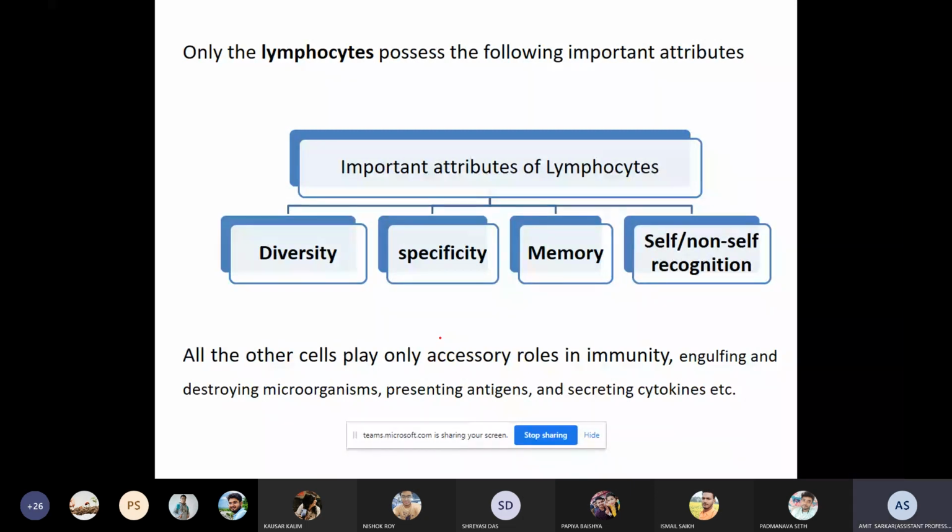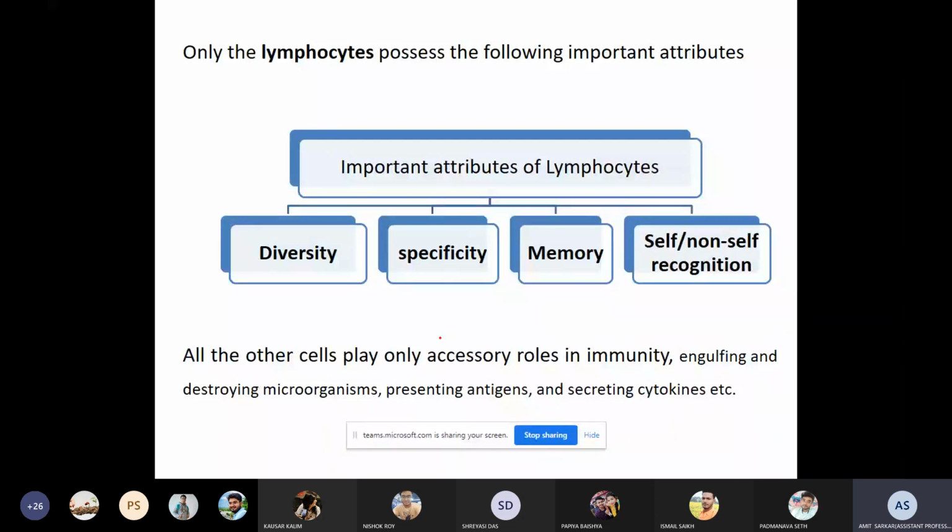Number four, very important thing, self, non-self recognition. If you remember, at the very first we have seen that immune response has two main attributes. One is recognition, another is response. So recognition means the lymphocyte can recognize which is actually my own cell, a human body cell, and which is not a human body cell. That's why they can distinguish between them and react that way. So four different attributes of lymphocytes: diversity, specificity, memory, and self and non-self recognition. So we are only talking about lymphocytes here.